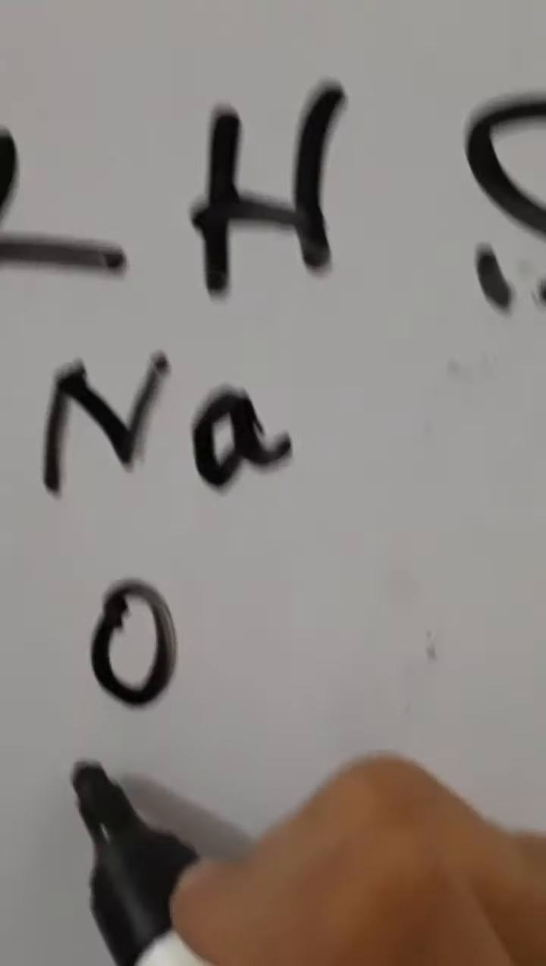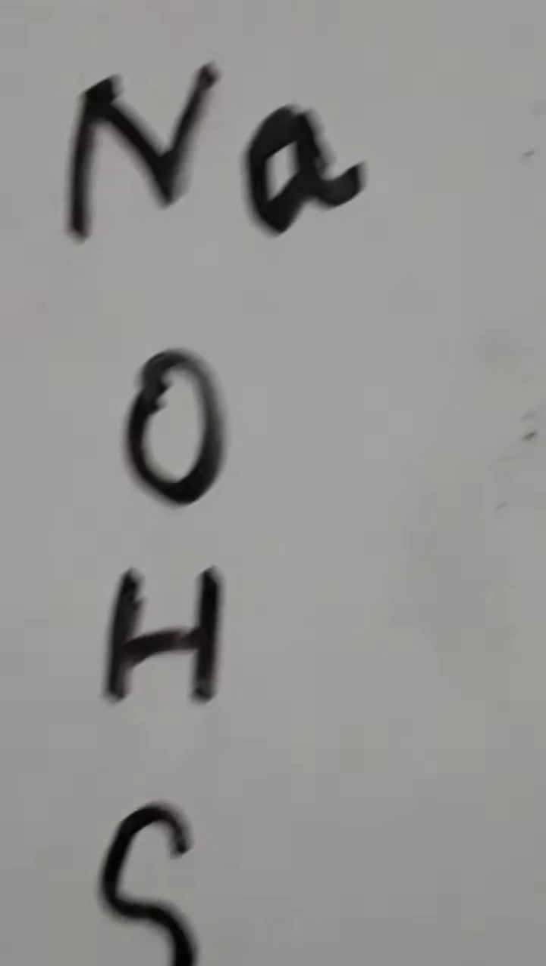Let's balance it. So you can see Na here, sodium, oxygen, hydrogen. Now hydrogen and oxygen we have already written. So we just need to write sulfur. Same in the RHS, Na, O, H and S. So let's start balancing it.